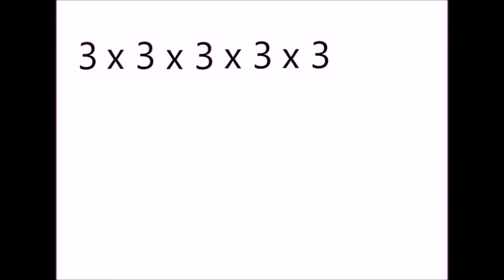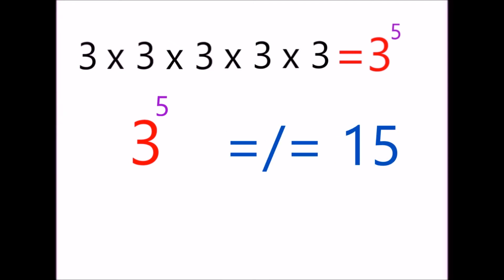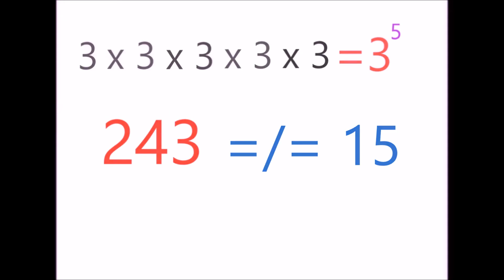So for example, if we wanted to show 3 times 3 times 3 times 3 times 3, well, the number being multiplied is 3, and there are 5 3's multiplied together. So we could write 3 to the power of 5, or 3 raised to the 5th power. Notice that 3 to the power of 5 is not the same as 3 times 5. 3 times 5 is 15, and 3 to the power of 5 is 243. It's a big difference.